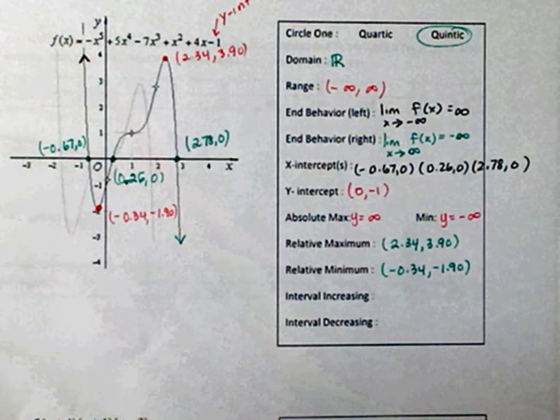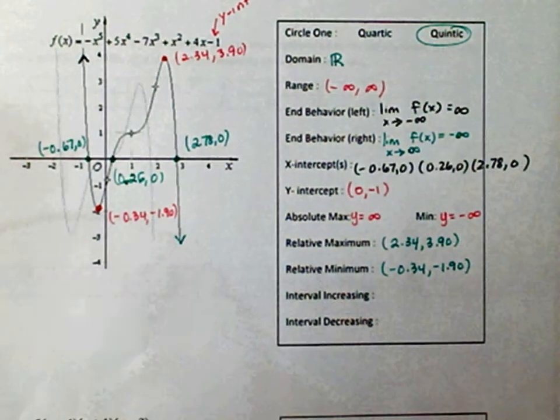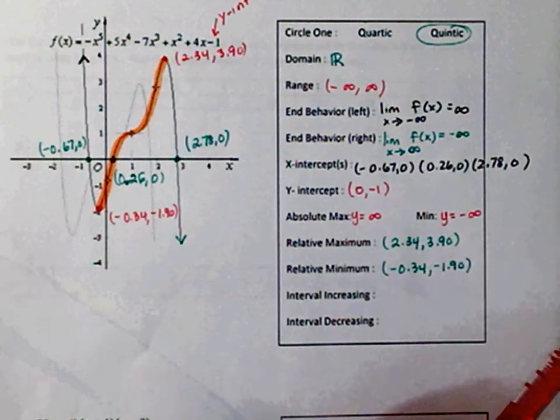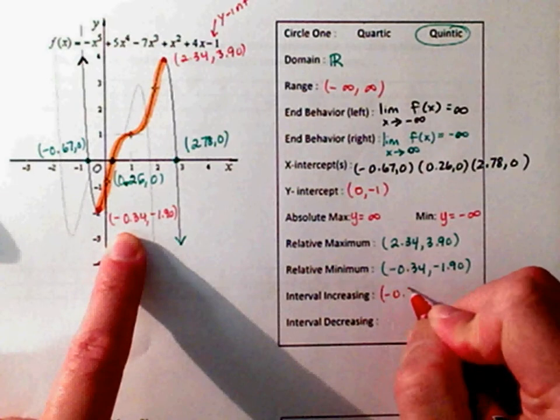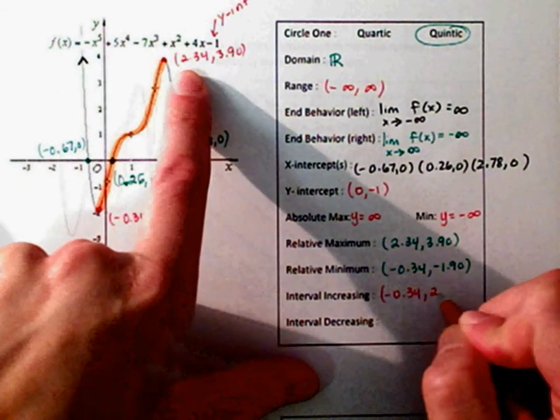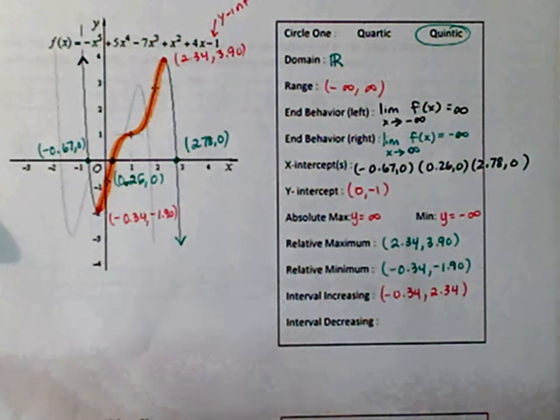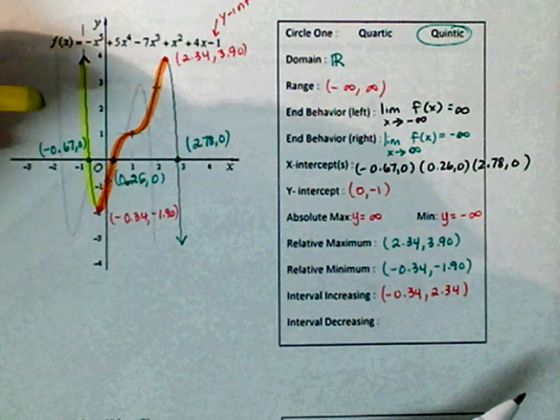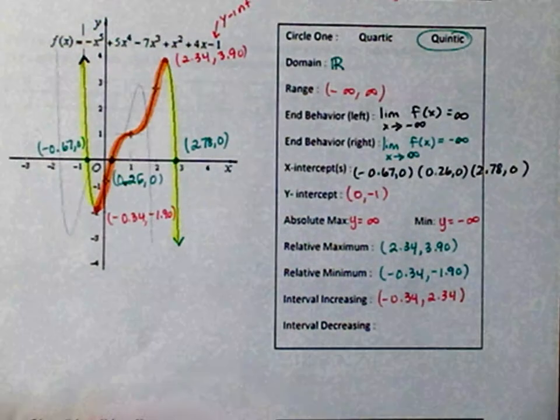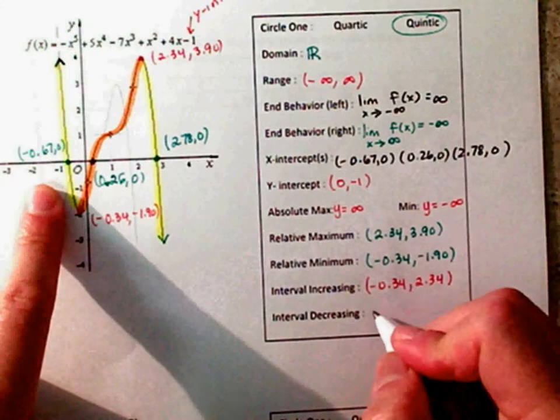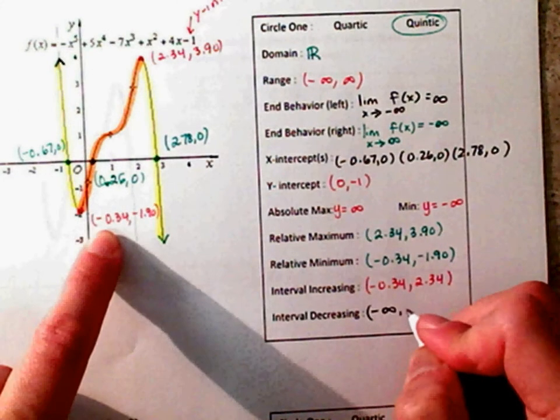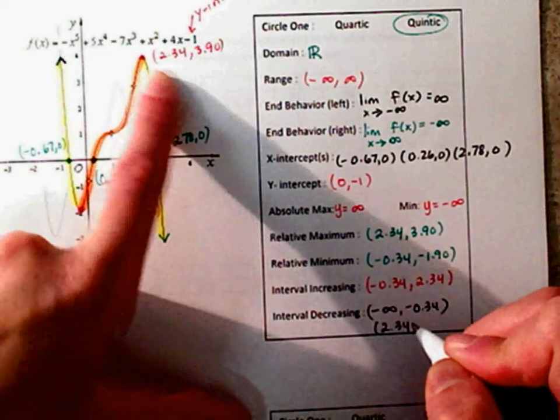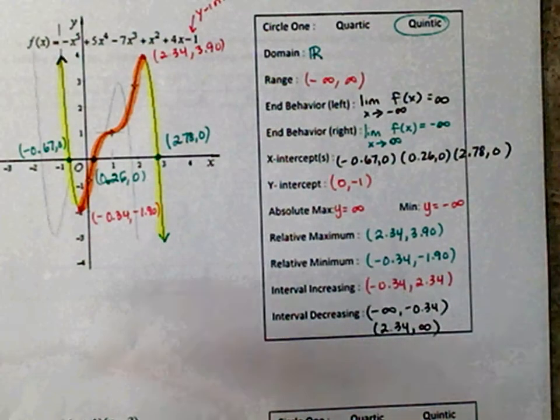Interval increasing. Well, where you're increasing? I am increasing from here all the way through. There's my increase. Starting at negative 0.34, going all the way to 2.34. Okay? Decreasing. I got a decrease right here. You look down, left to right, and then I got a decrease right here as well. Okay? So where are you decreasing from? Negative infinity, stopping at negative 0.34, and I'm starting at 2.34, going all the way to positive infinity. And there's your decrease. There's your dot.